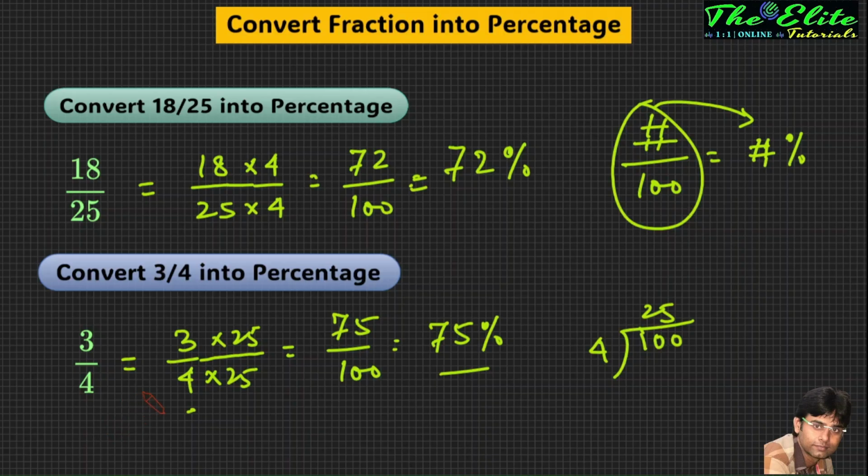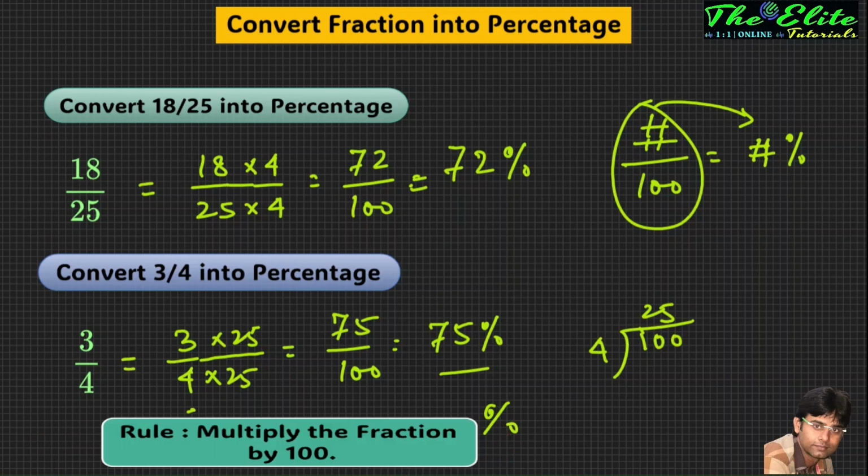Now, there may be some different questions, but make sure that you try to convert the fraction into an equivalent fraction with denominator 100, and whatever numerator is there in the new fraction, with that numerator you can use the percentage sign to get your answer. So the rule is multiply the fraction by 100. It is easy. This way we can get the answer easily.